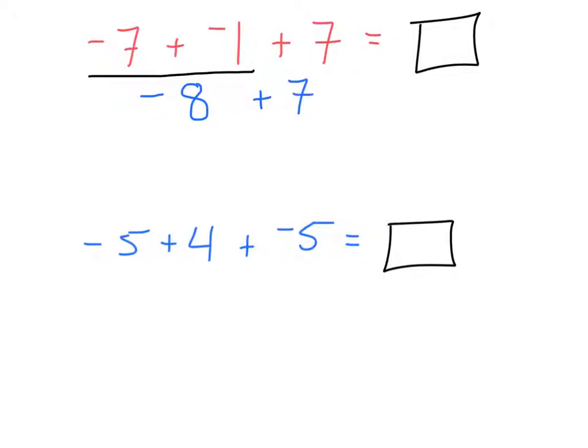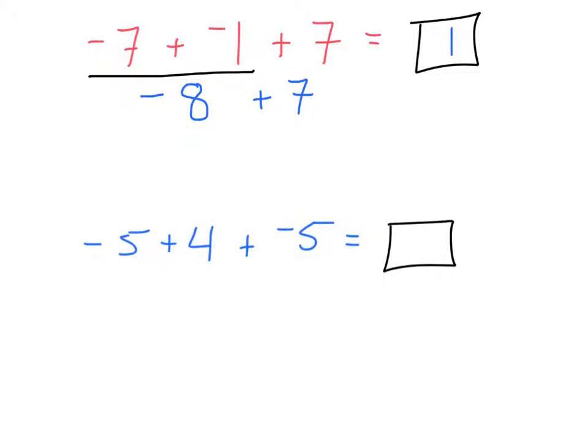So now we have different signs. We have a negative 8 and we have a positive 7. So remember, when they're different signs, you find the difference between the two first. So the difference between 8 and 7 is 1.